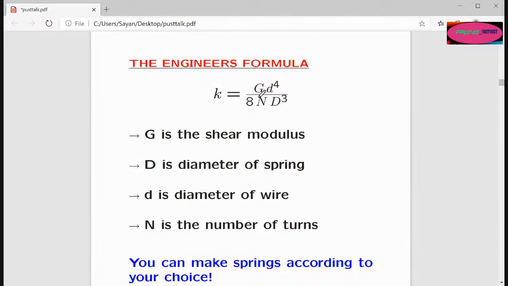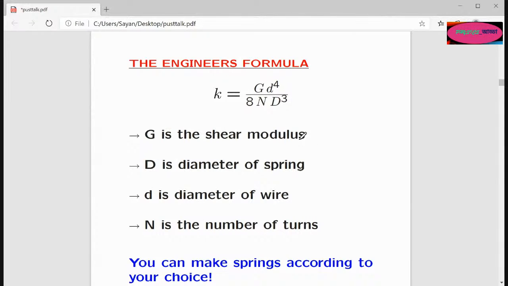So the material property appears in what is called the shear modulus, the shear stress by the shear strain. That is capital G. Capital D is the diameter of the spring. Small d is the diameter of the wire. And capital N is the number of turns.